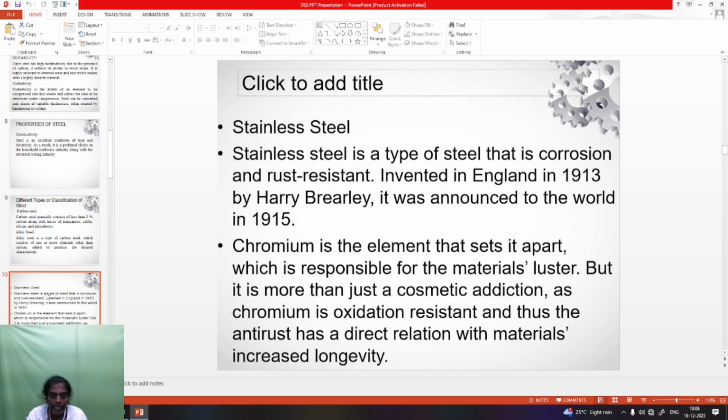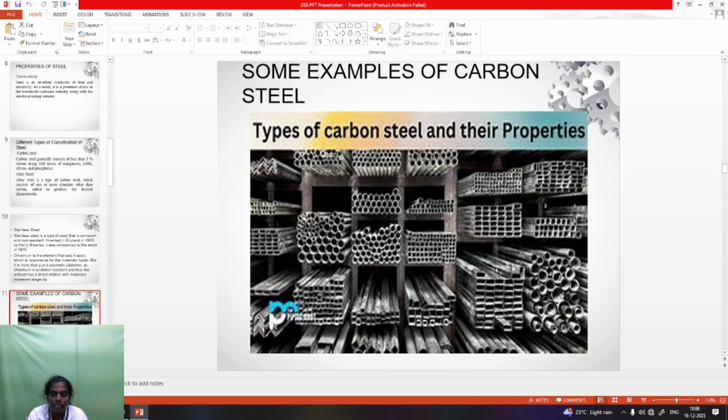Next is stainless steel, also called rust-resistant steel. It was invented in England in 1913. Chromium is a very important material used in stainless steel. Chromium is oxidation resistant, so it is an anti-rust material used for kitchen purposes. Next is carbon steel, the normal market-available carbon steel. This is bar, tube and bar structures, normally used for small purposes.